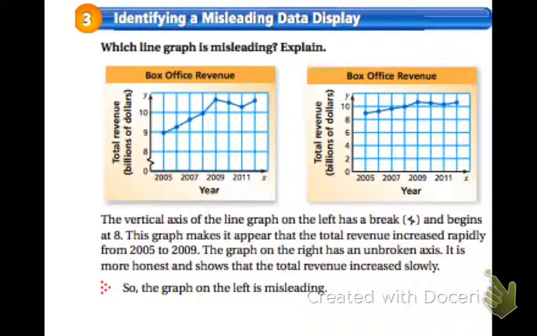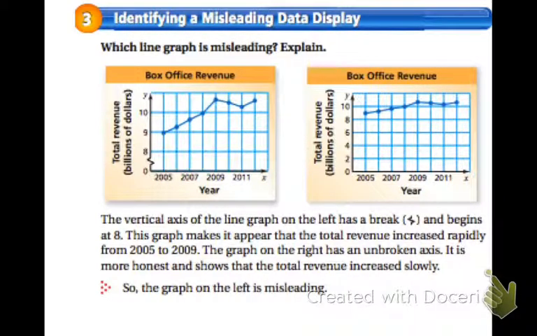So both of these two graphs are showing a line graph of box office revenues. If you look on the left, there's a break, and sometimes that's an appropriate thing to do, but if you notice that what's happening is it goes from 0 to 8, and then it starts counting by ones. So what it has done now is it has changed the vertical axis, all right, so that it shows that the graph is appearing to have a rapid increase from 2005 to 2009.